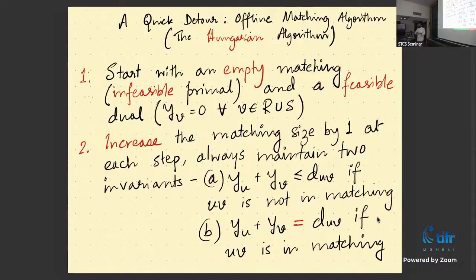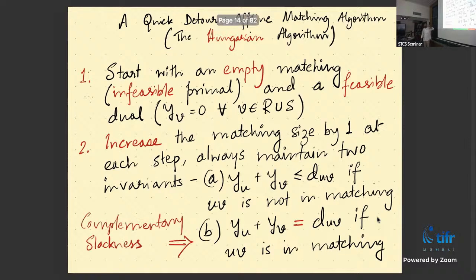And those of you who are familiar with this stuff would immediately recognize that this is exactly what is known as the primal complementary slackness condition. So from a bird's eye point of view, here is what the Hungarian algorithm does. It starts with a feasible dual and an infeasible primal. At every step, it iteratively builds towards a feasible primal solution. And at every step, it maintains the complementary slackness conditions.